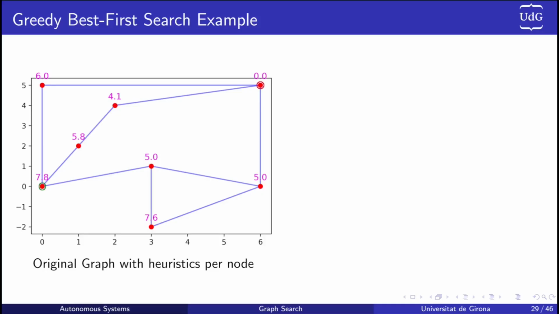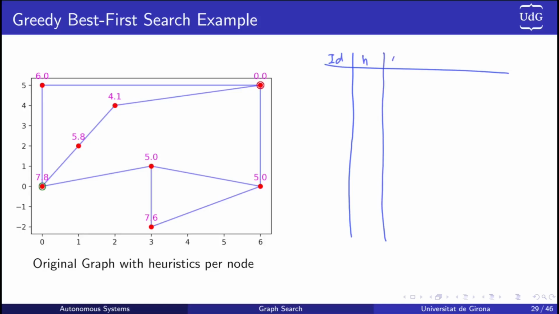And then what we are going to do here is create a table similar to the one in Dijkstra, in which we have the ID, we have the heuristic, we know at which list the node is, and we have the pi function.